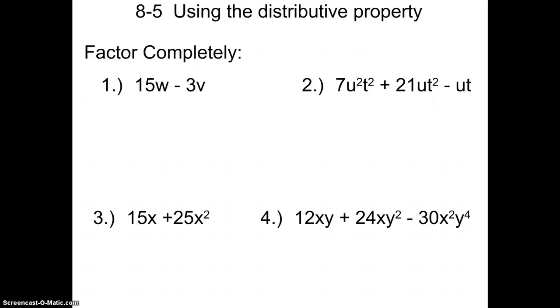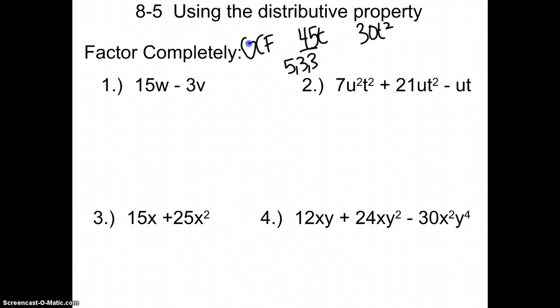Today we are doing factoring using the distributive property. We need a little review of greatest common factor for this, or the GCF. So if we have 45t and 30t squared, we can factor 45 into the lowest terms that it has, which is 5, 3, and 3.